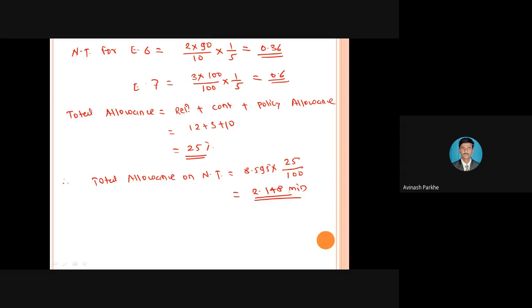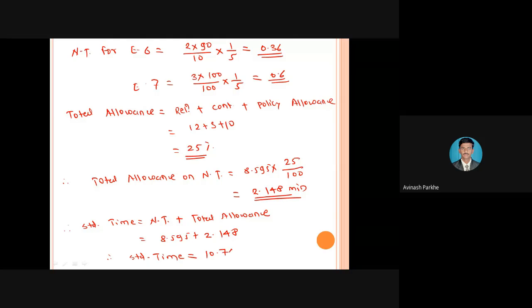These are the extra time given to that particular worker in the form of relaxation allowance. That means he can take the rest. Contingency allowance means in that time he can change the oil, the coolant, the tool. And policy allowance is given from the management as 10%. Therefore, standard time is equal to normal time plus total allowance, 8.595 plus 2.148. Therefore, standard time is 10.7437 minute.